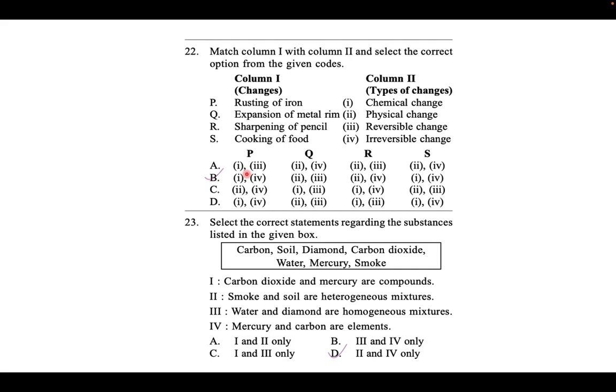In question 23, carbon dioxide is a compound, whereas carbon and mercury are elements. Smoke and soil are considered heterogeneous mixtures because they do not possess uniform composition. Water and diamond are pure substances and not mixtures.